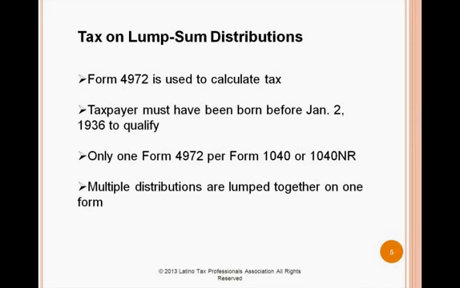Another form to look at is Form 4972 to calculate tax on lump sum distributions. Now this is where a pension or an annuity amounts. A client has the option to take the full amount of pension or annuities out at one time. This only applies to taxpayers born before January 2nd, 1936. So you probably will not encounter this frequently, if at all. There's only one Form 4972 per tax return. Multiple distributions are lumped together on one form.